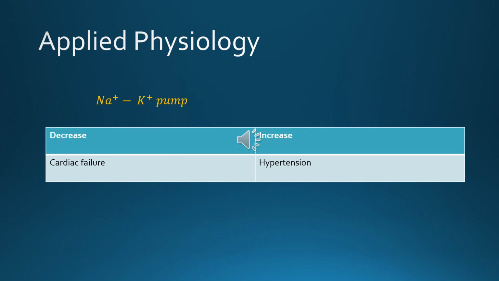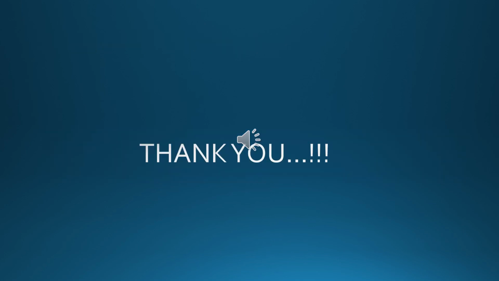In applied physiology, the abnormality of the sodium-potassium pump can result in many pathologies, like a decrease in the sodium-potassium pump in myocardium can cause cardiac failure, whereas an increase in the sodium-potassium pumps in renal tubules can cause hypertension because of the increased tubular reabsorption of sodium ions. Thus, the cell transport mechanism has been completed.